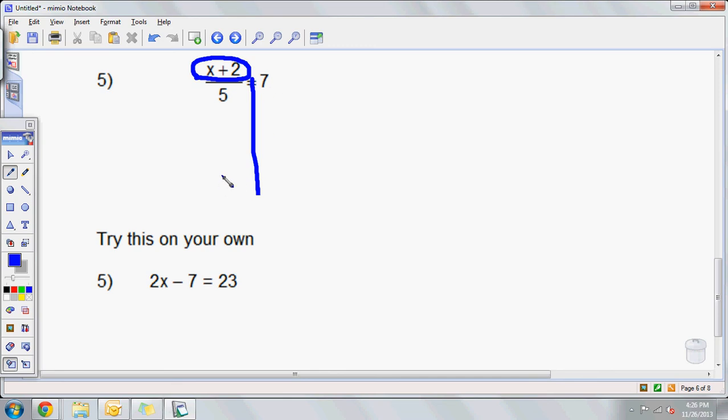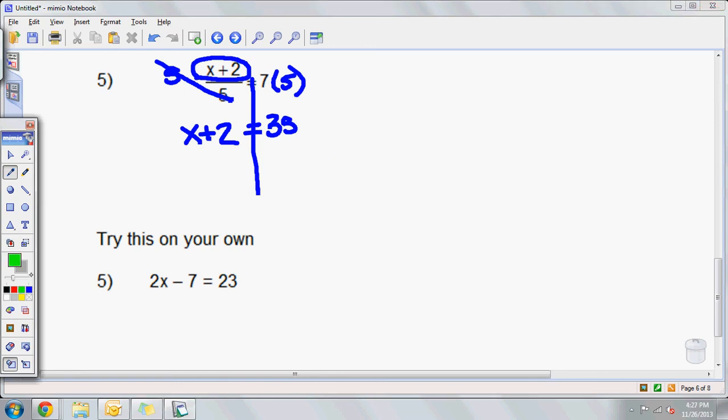Well, think about it. What's the easiest thing to get rid of first that's not part of this up here, x plus 2? The easiest thing is going to be to get rid of this divided by 5. So the opposite of dividing by 5 would be to multiply 5 on both sides. So now these are gone. 7 times 5 is 35. So what I'm left with now is x plus 2, which is a much easier problem to solve.